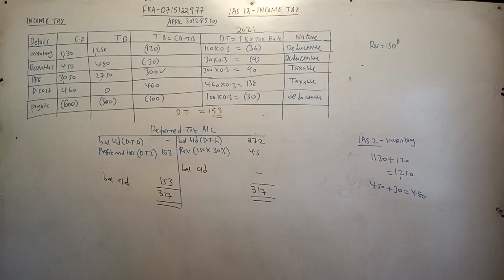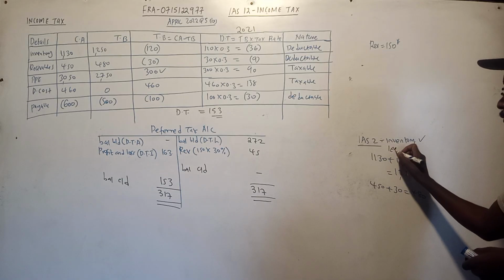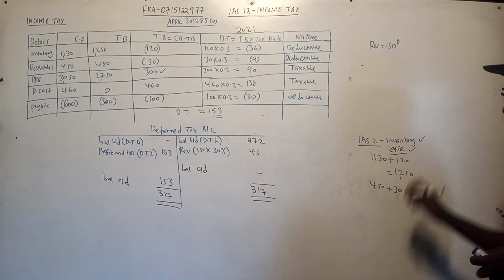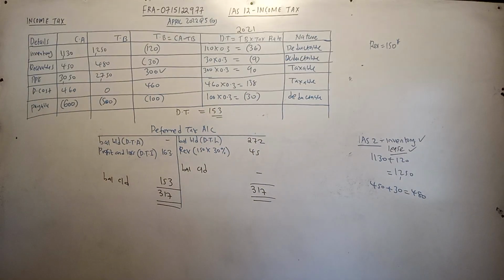When we meet again, we are going to do IS 2 inventory. Then we also do leases if time allows. So that's all for today. Let us meet for the leases class in our next class.